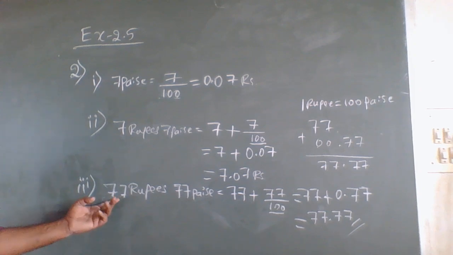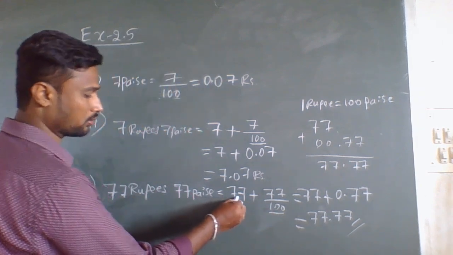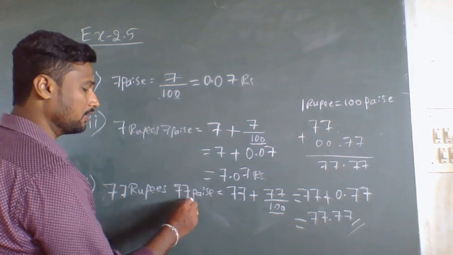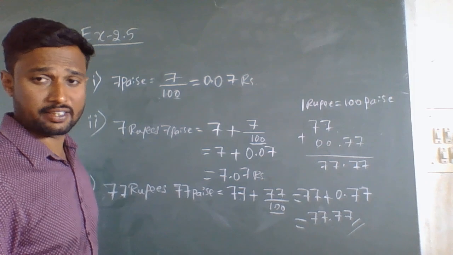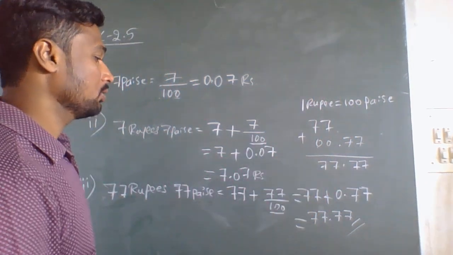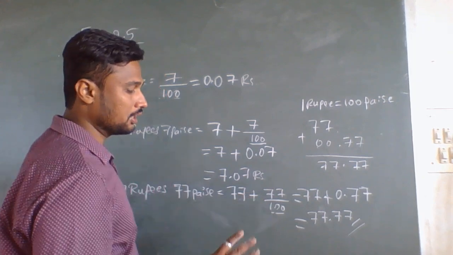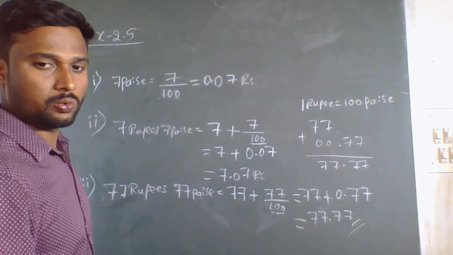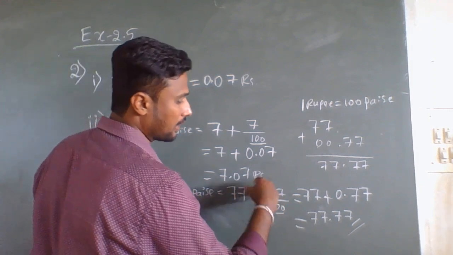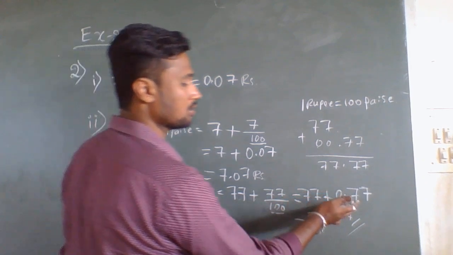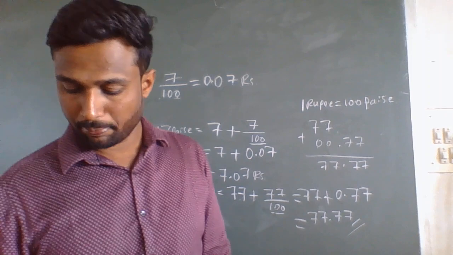So 77 rupees 77 paisa can be converted to rupees format. How? First we write 77, because it is already in rupees format, plus 77 paisa converted to rupees, which is 77 by 100, because 1 rupee is equal to 100 paisa. In 100 there are 3 digits, so after the decimal point only 2 digits should come: 0.77. So 77 plus 0.77 gives 77.77. This is how to convert rupees and paise to rupees values.